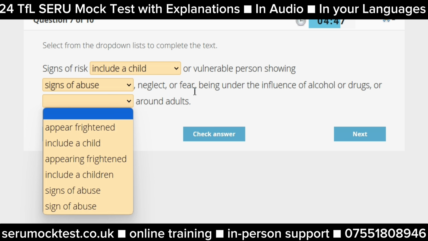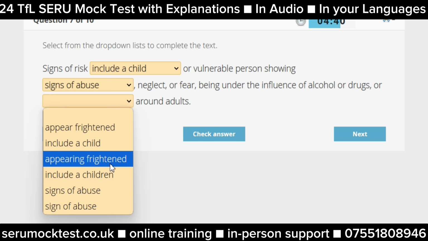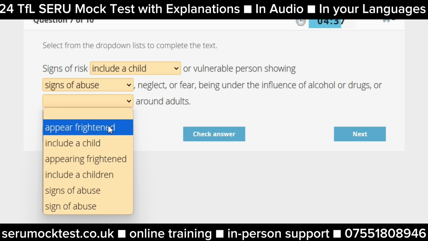Last one. A vulnerable person showing signs of abuse, neglect or fear, being under the influence of alcohol or drugs, or appear frightened. Appearing frightened. No, it's appearing frightened. Appearing is the present participle of the verb appear. Sorry, my mistake. So the last blank is that we are going to use the word appearing frightened, because this is the present participle of the verb appear. Appearing is used because it describes an ongoing state of being frightened.